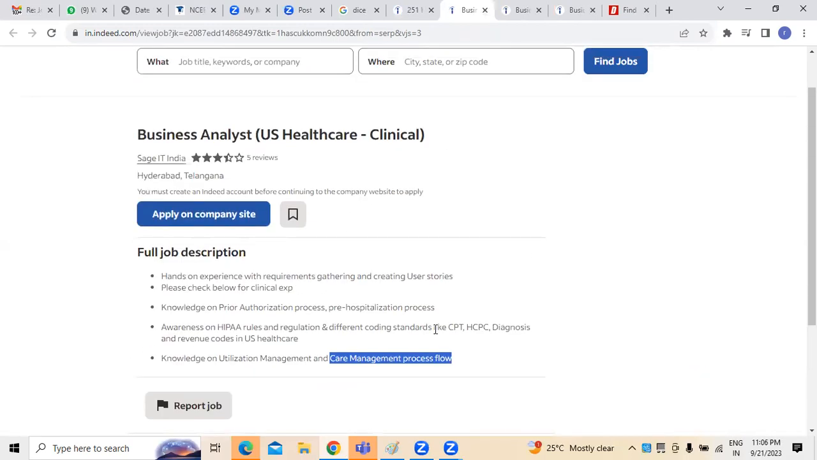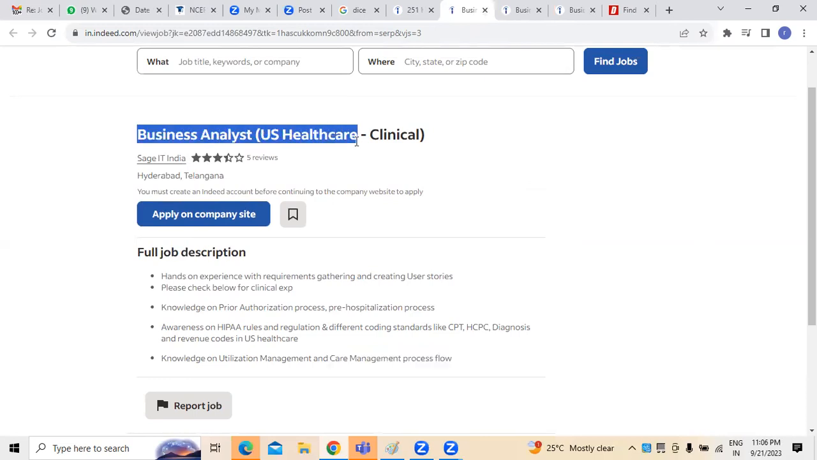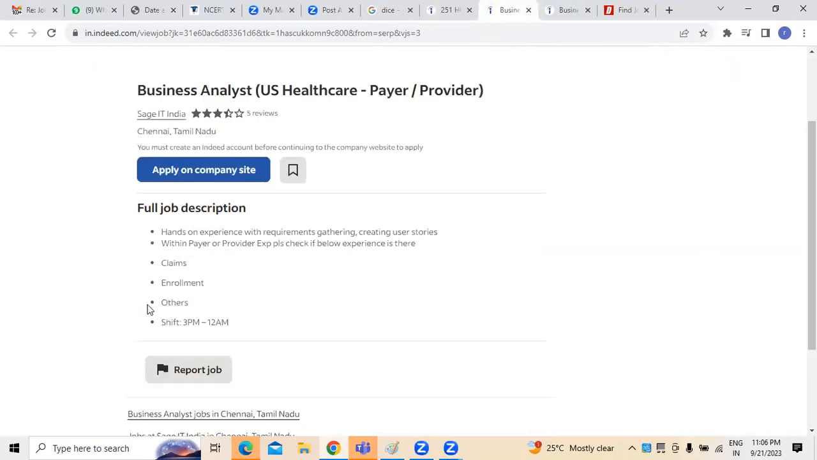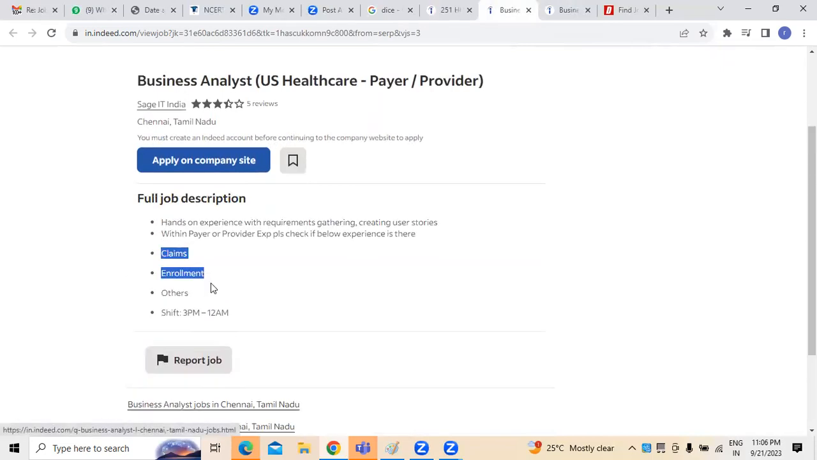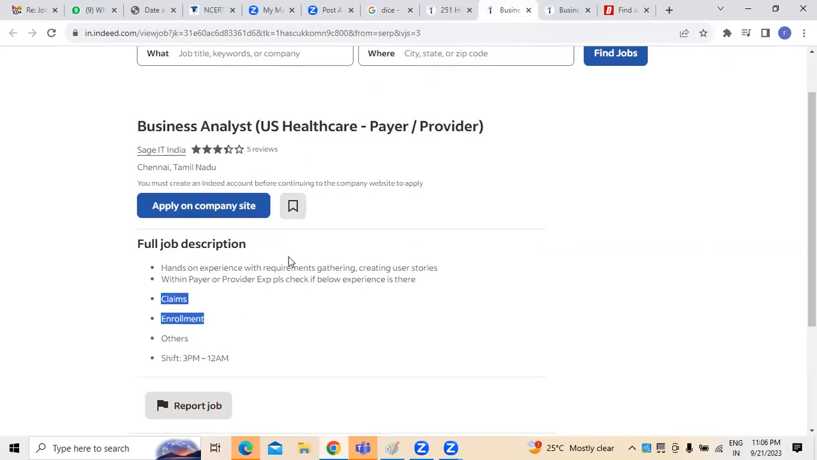Understand? Clear now? This is exclusively a business analyst in US healthcare. Got it? Now I'll be showing you one more profile. Can you read this? They require a person who has experience in the claims and enrollment side. Next, if you see here, they need a business analyst having experience in requirement gathering, creating user stories, etc.